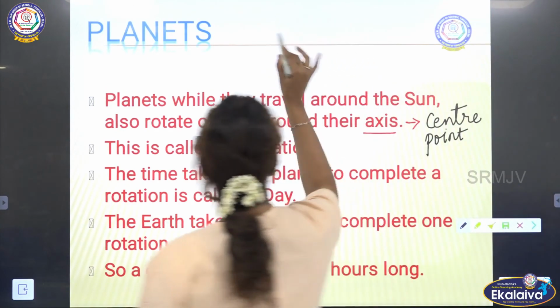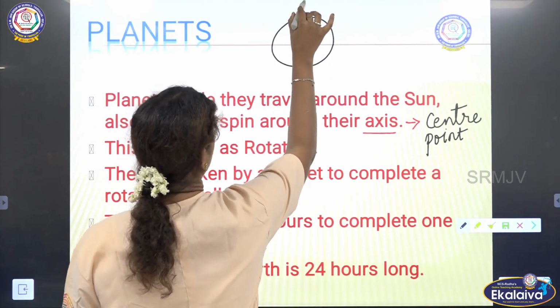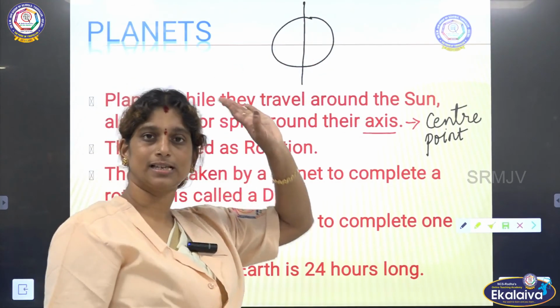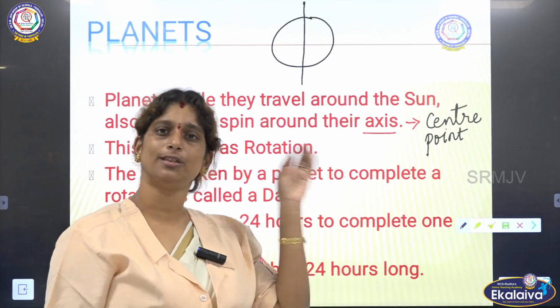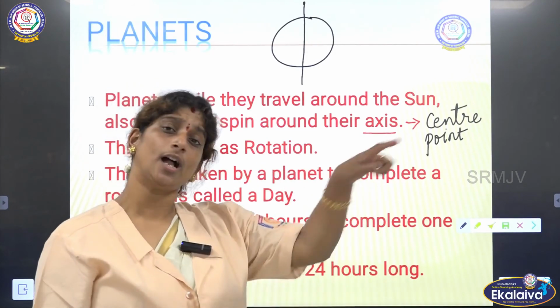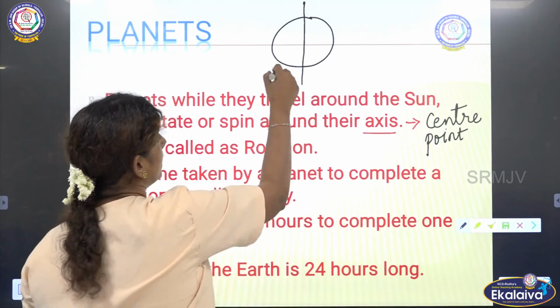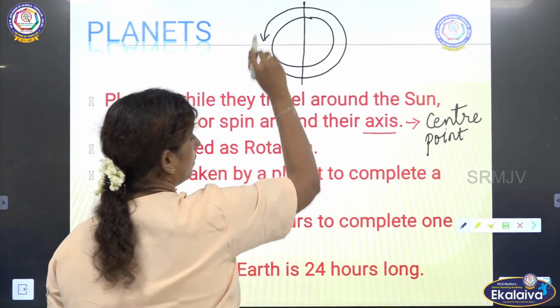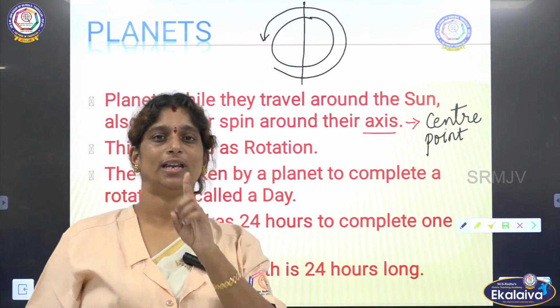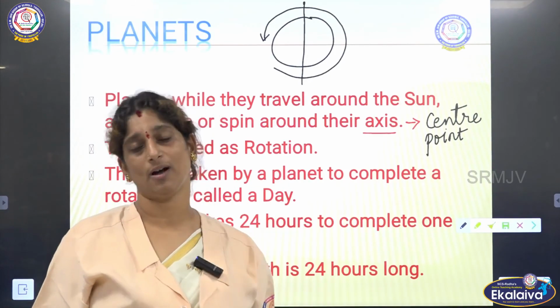For example, if you have Earth like this, there is a center point. Earth is going around the sun, and we have seen that this revolution takes 365 days, 1 year. Now while it is going around the sun, what will happen? The Earth will rotate itself. For one complete round it takes only 1 day, which means 24 hours.